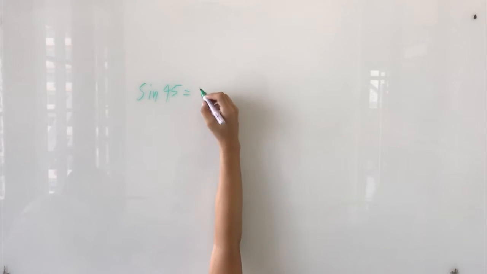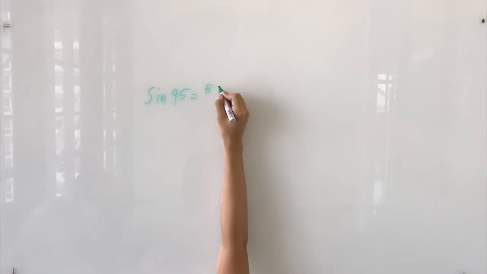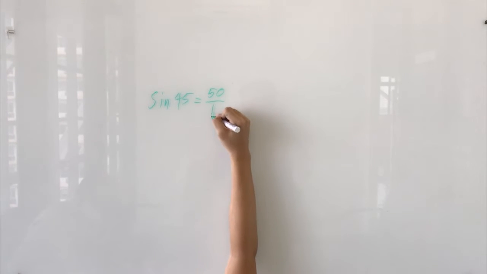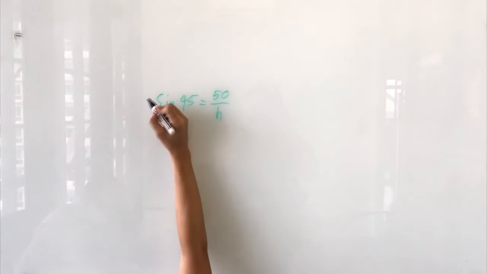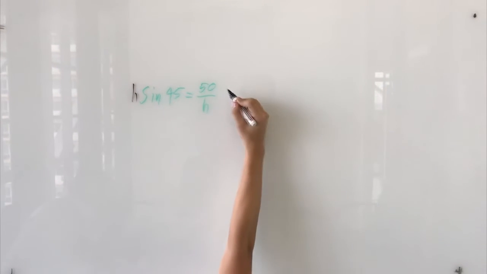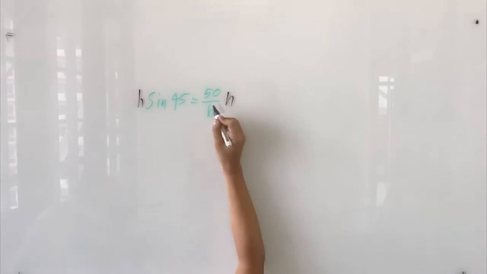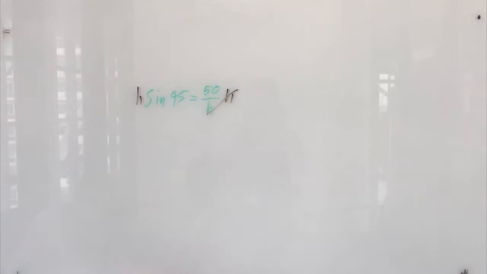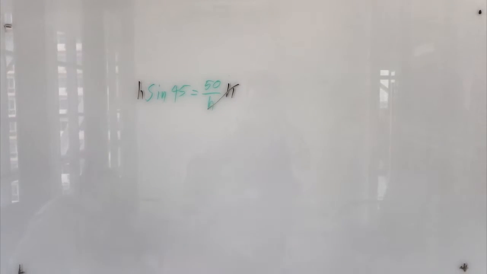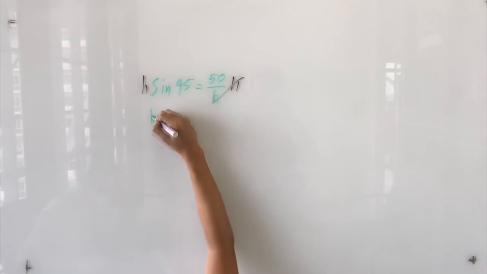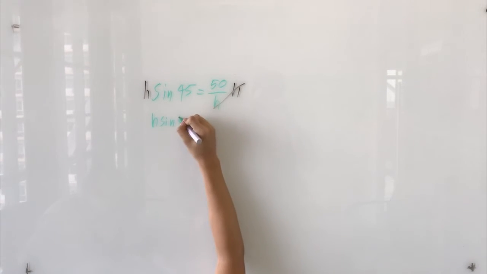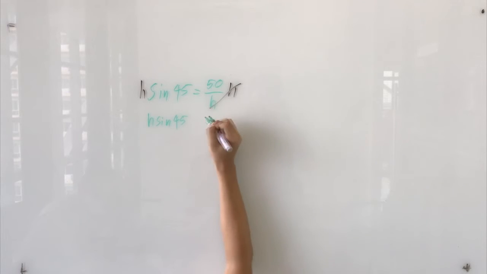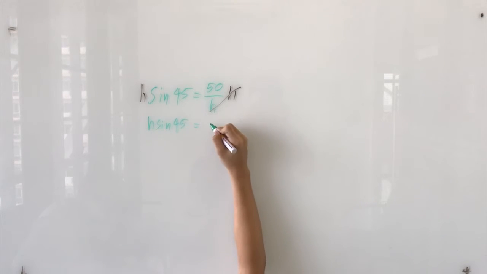Sine of the angle, which is 45, equals the length of the opposite, which is 50 meters, over the hypotenuse. To get the hypotenuse, we will let the variable h be equal to the length of the hypotenuse. We multiply h to both sides of the equation. The h's in the right side cancel out, and then h will be beside the sine of angle 45 degrees.